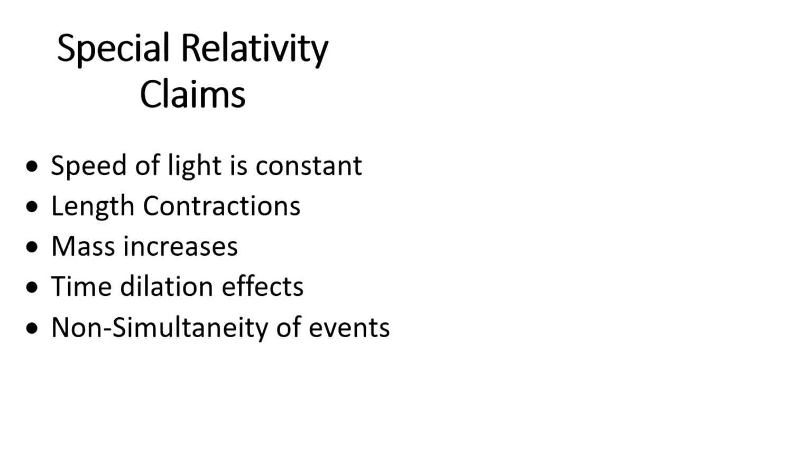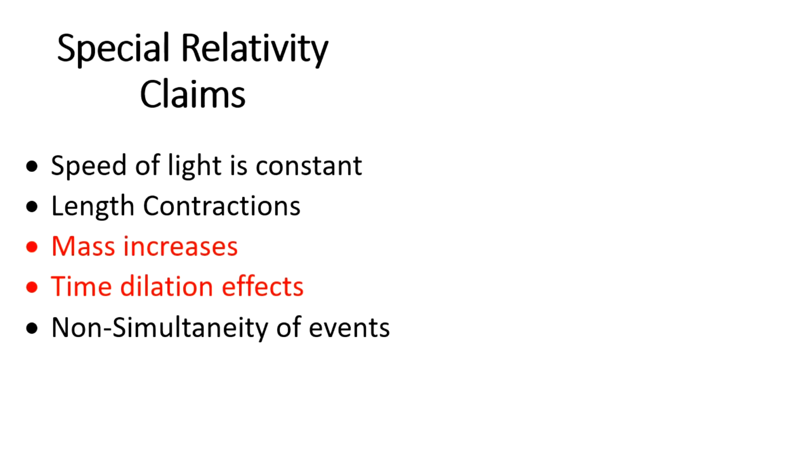These are the main claims for special relativity. The speed of light is constant for all frames of reference. Length contraction effects. Mass increases. Time dilation effects. Non-simultaneity of events. We'll just concentrate on these two to see how time dilation works.